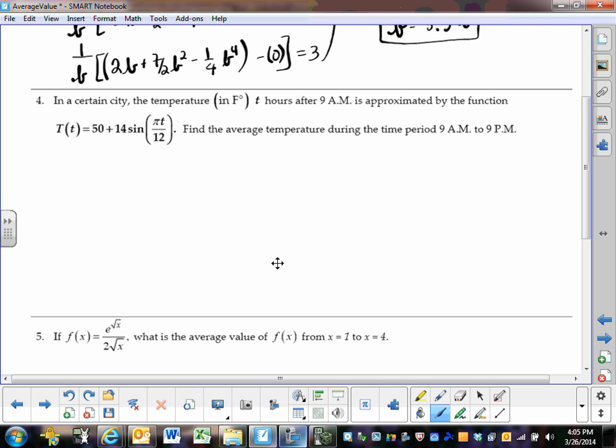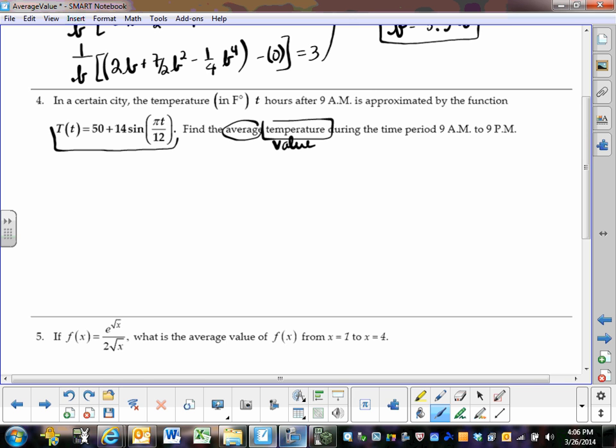The next question says, in a certain city, the temperature in degrees Fahrenheit T hours after 9 a.m. is approximated by the function temperature of time equals 50 plus 4 sine pi time over 12. Find the average temperature during the time period 9 a.m. to 9 p.m. The average temperature. The function that we have is temperature. So we're asking for the average value of what we already have.